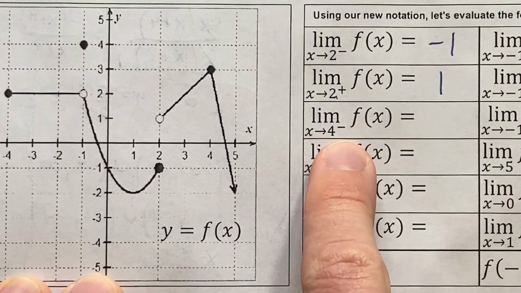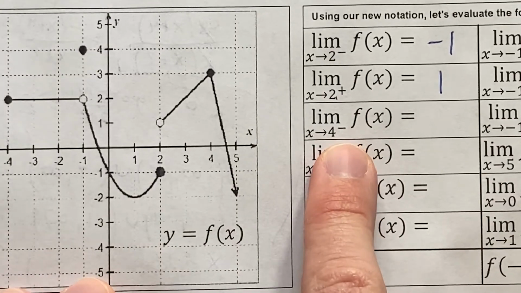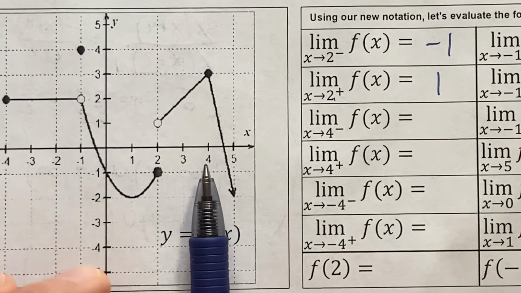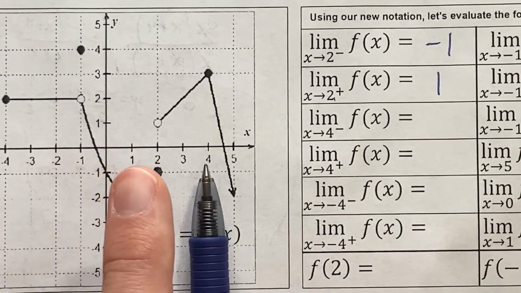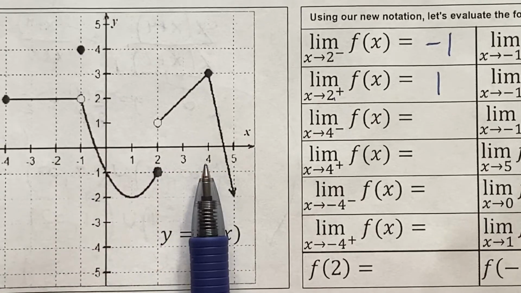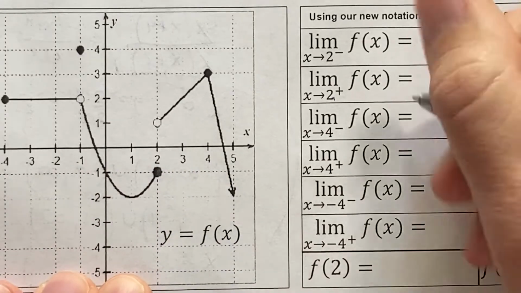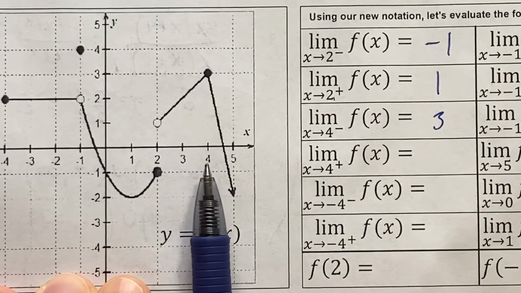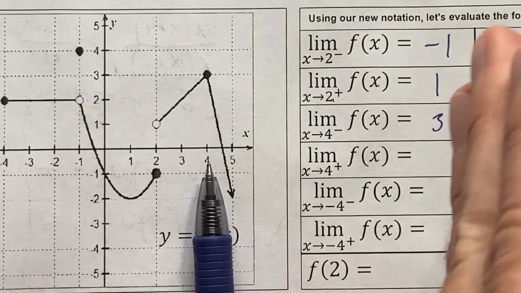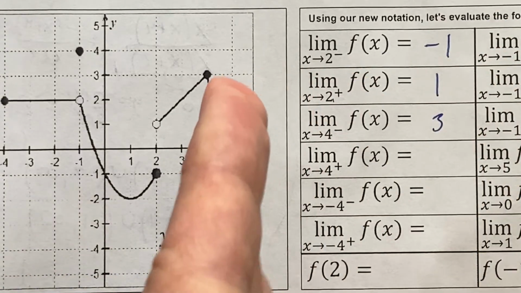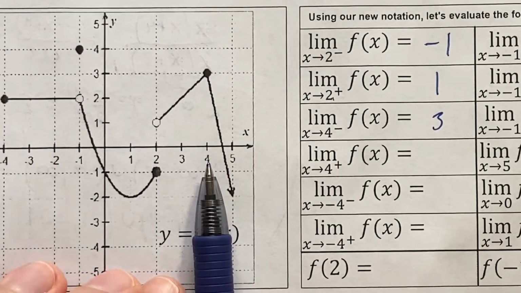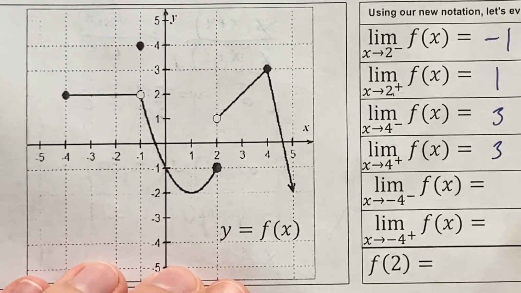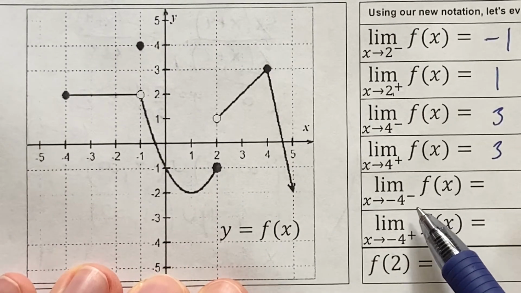Okay, let's look at 4. As x approaches 4 from the left side over here, what y value am I getting really, really close to? 3. As x approaches 4 from the right, so I've got 4 right here and I'm coming from this side, what y value am I getting really, really close to on my graph? 3.